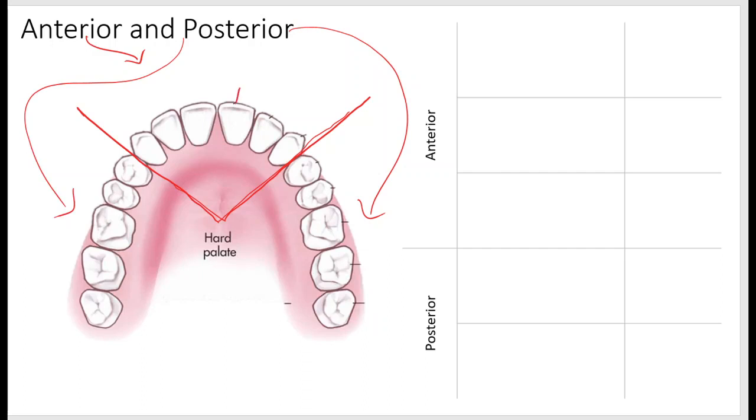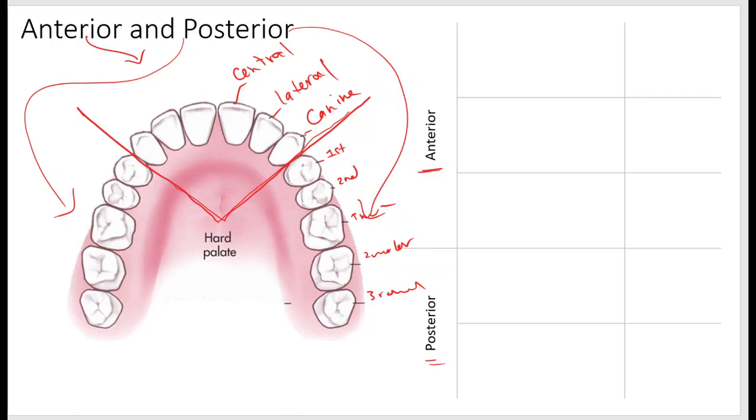We know that this is the central, that's the lateral, canine, and then first premolar, second premolar, first molar, second molar, and third molar, right? So here, just like a table, so we can know them.